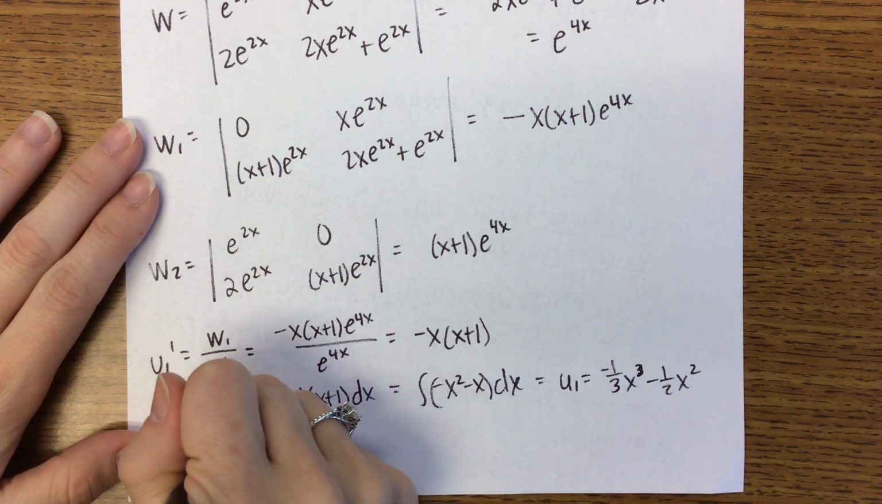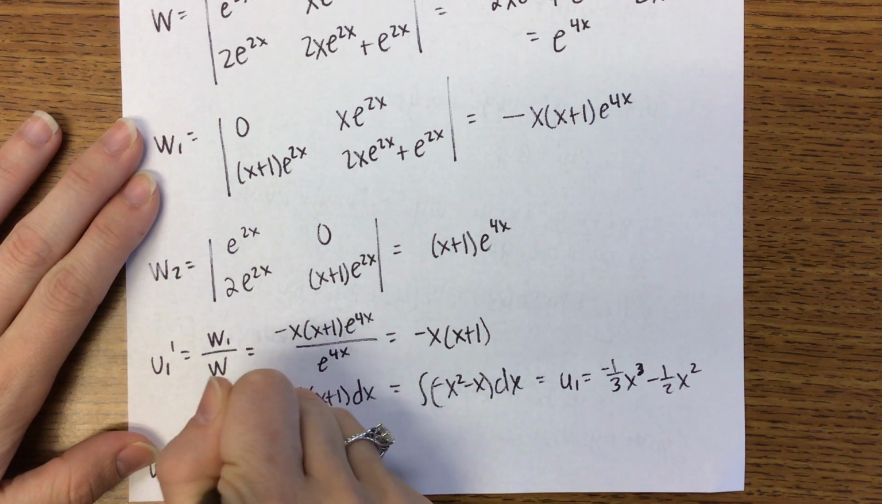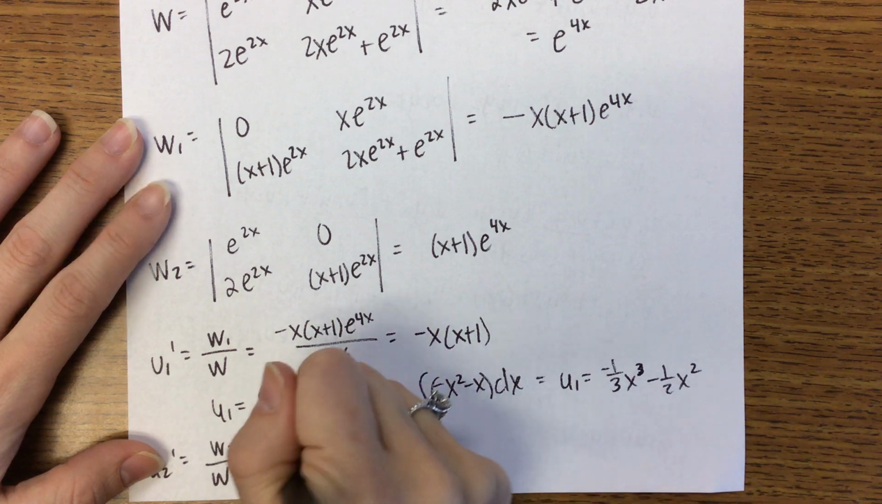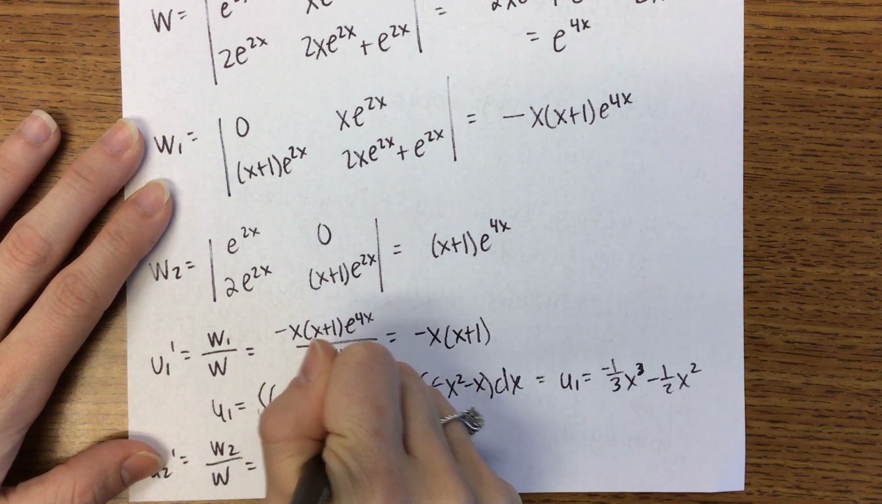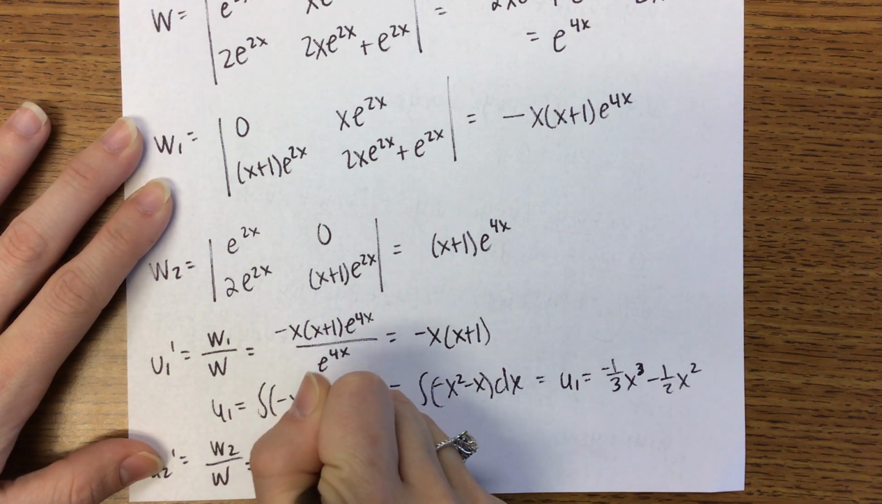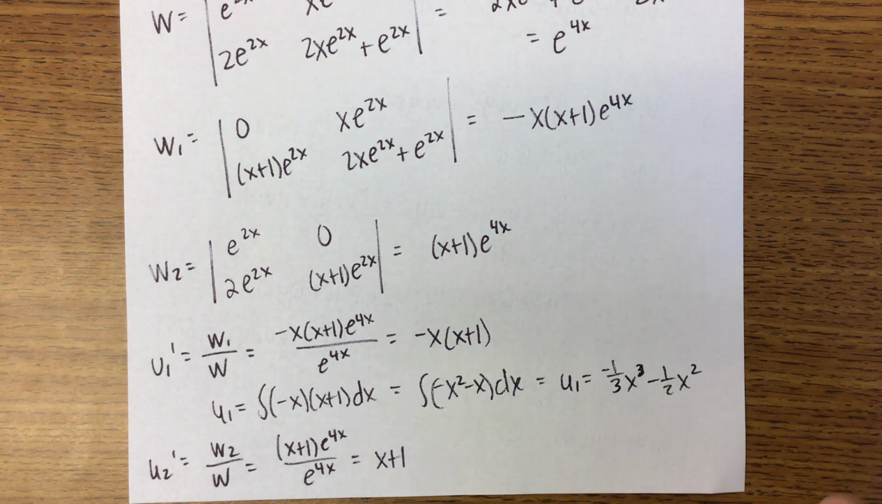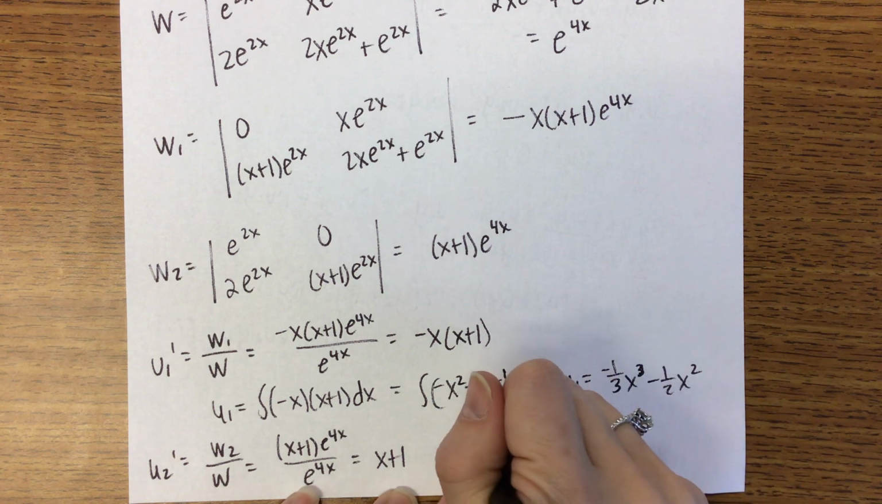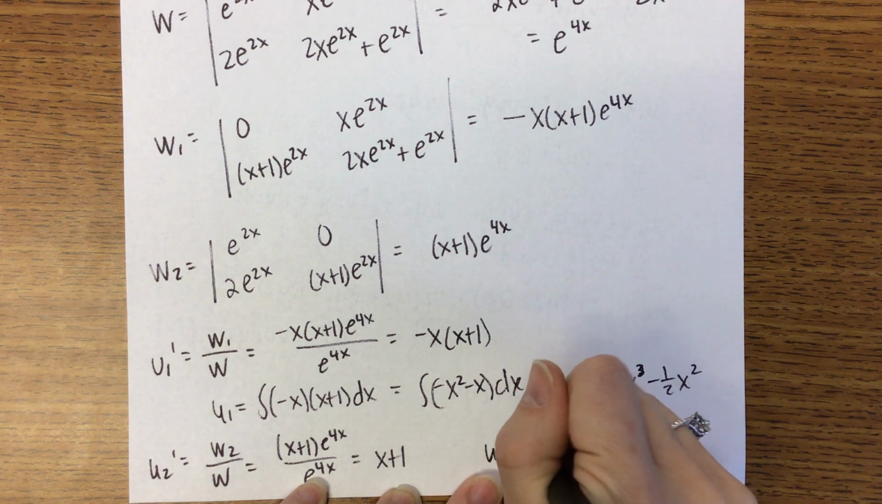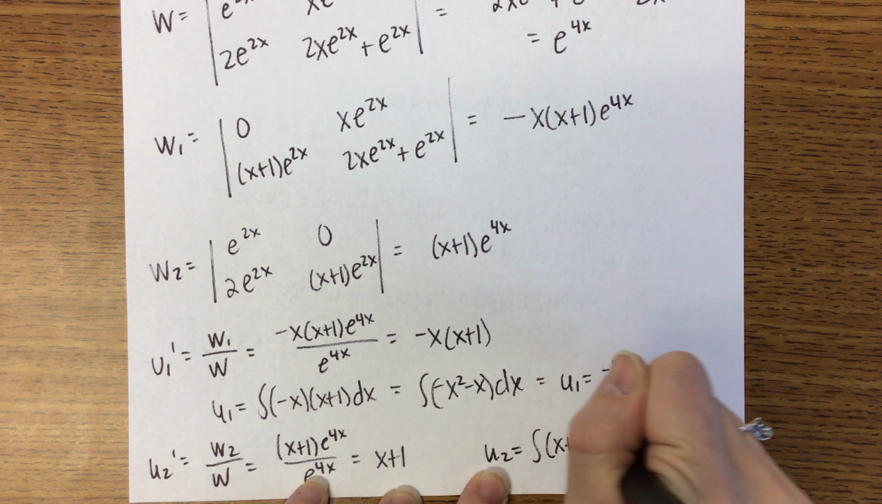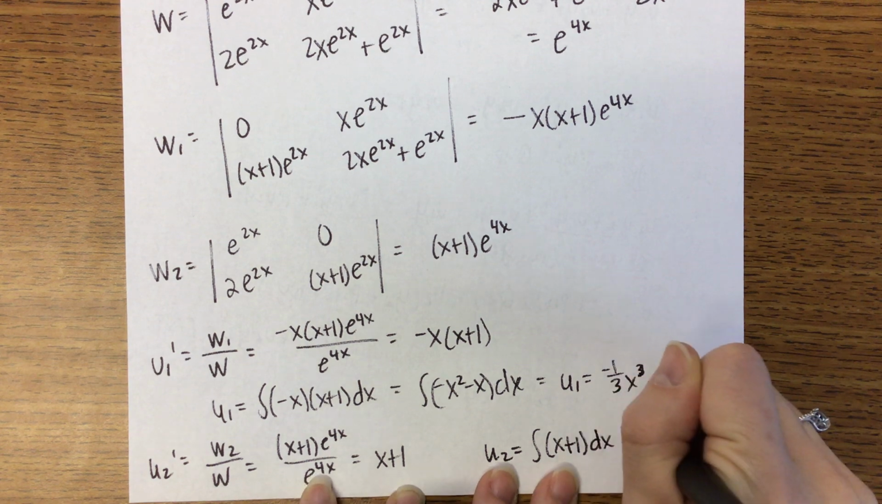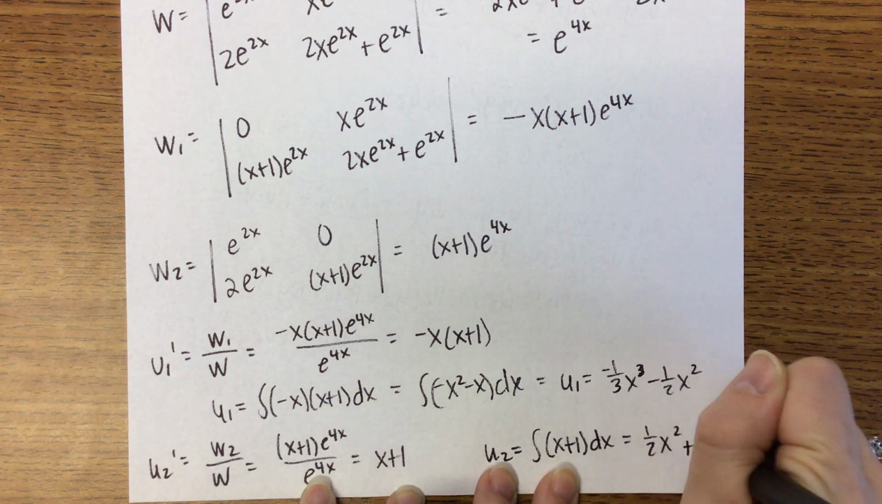u2 prime is w2 divided by w, which gives us x plus 1. For u2, we're going to integrate x plus 1. And we get 1/2 x squared plus x.